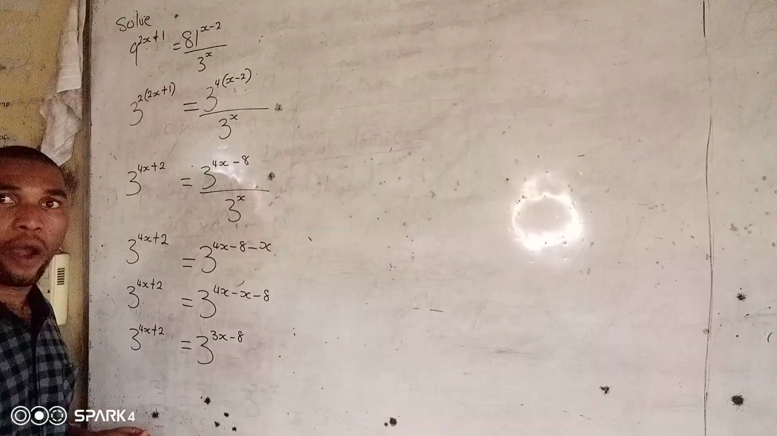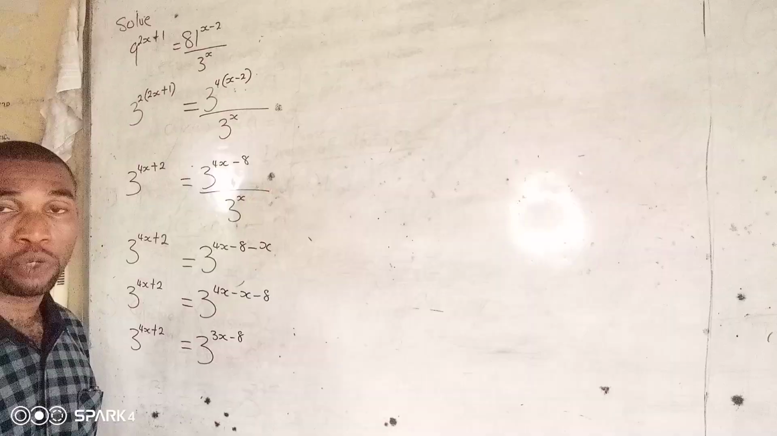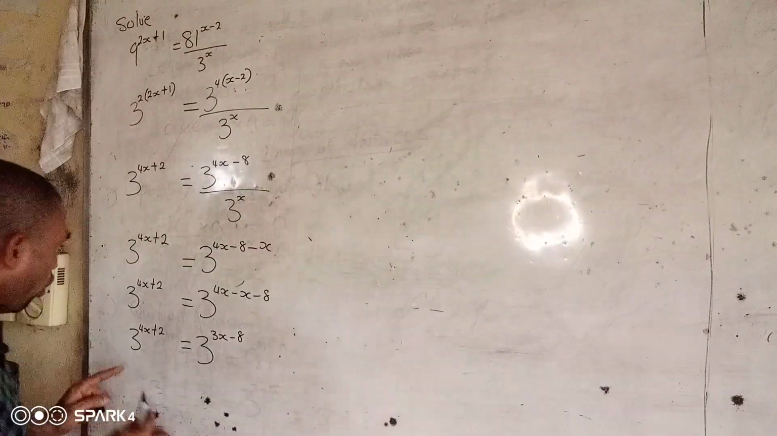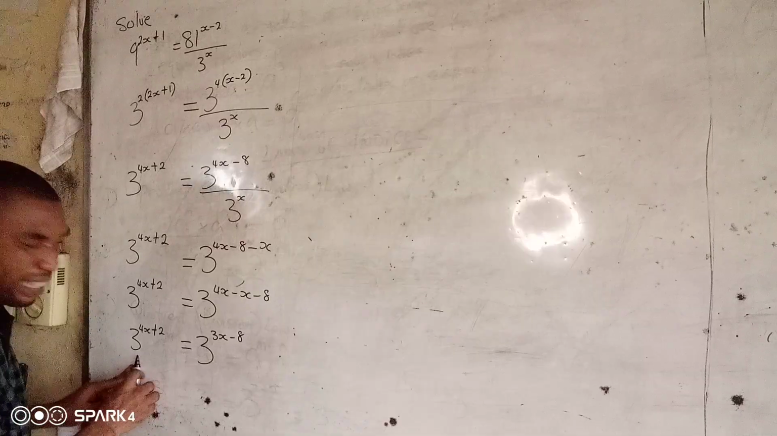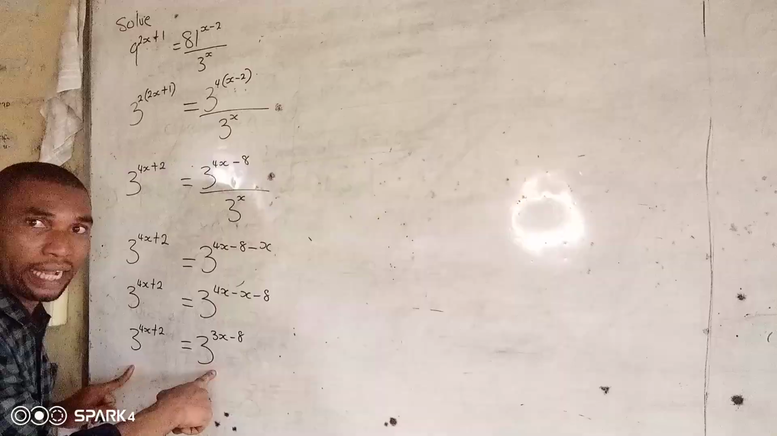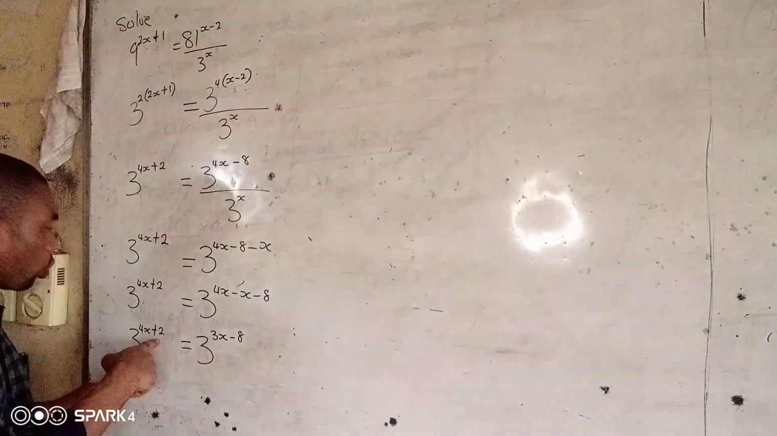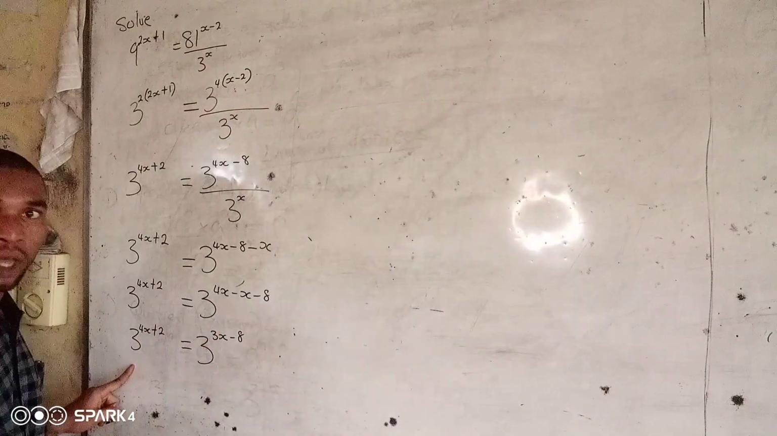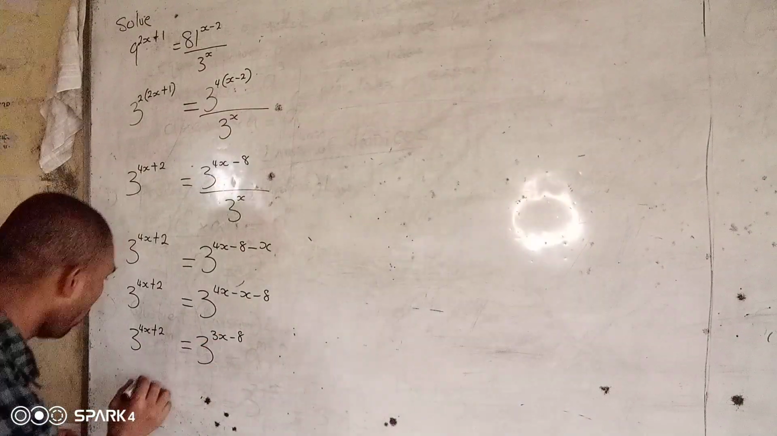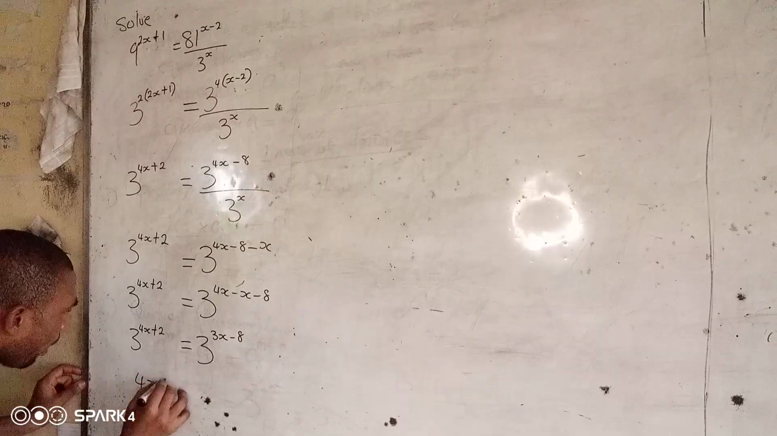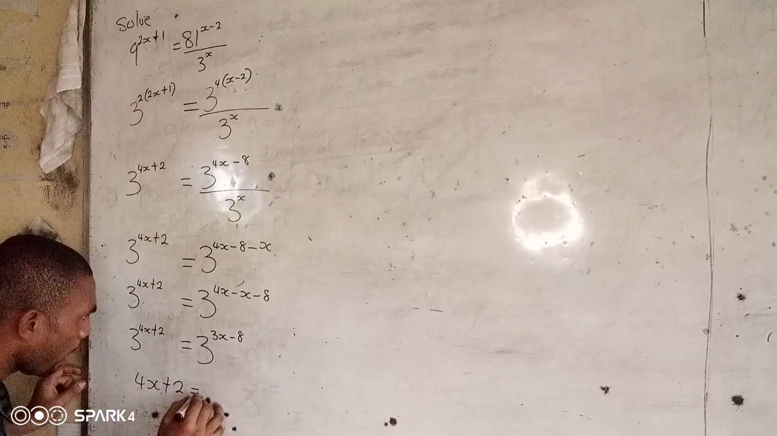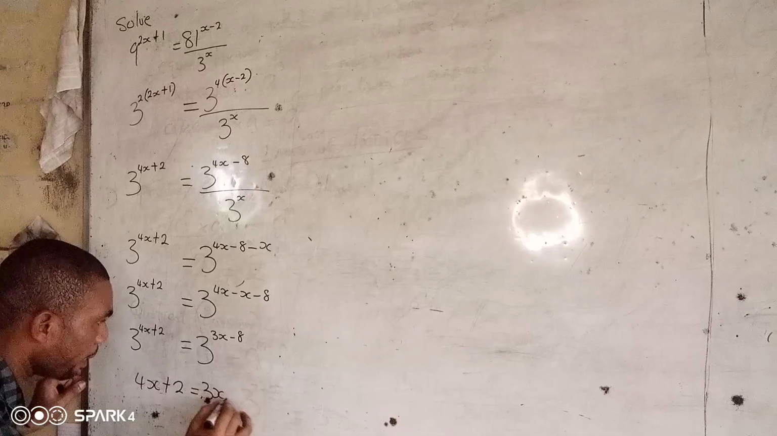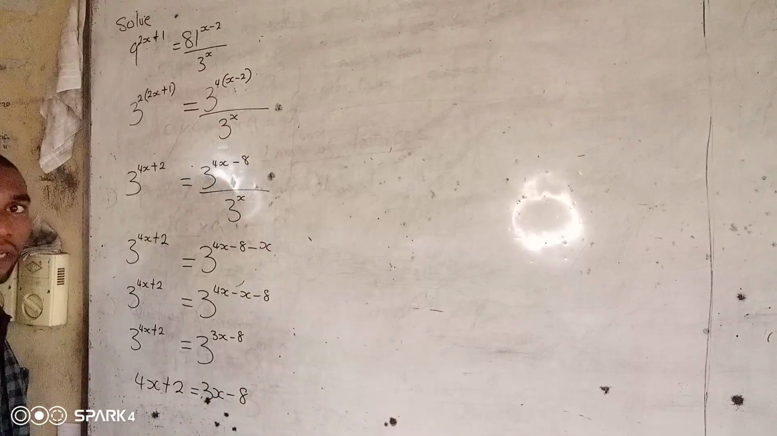Now this is where our exponential indicial equation comes into play, because the base on the left hand side is equal to the base on the right hand side. So it shows that also the powers should be what? Equal. Now let's equate their powers. We're going to have 4x plus 2 is now equal to 3x minus 8.